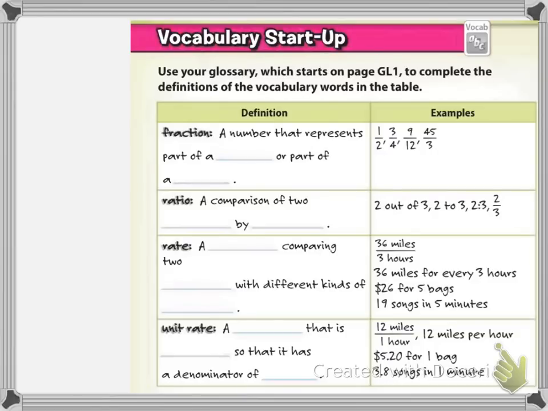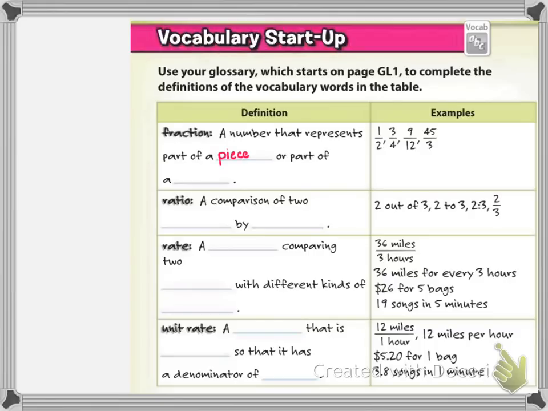So the first thing we're going to do is review some vocabulary that's really important for this lesson. The first one is a fraction. The reason why we're bringing up fractions is because ratios and rates are written so that they look like fractions. So it's important to understand the difference between what a fraction is and what a ratio and a rate is.